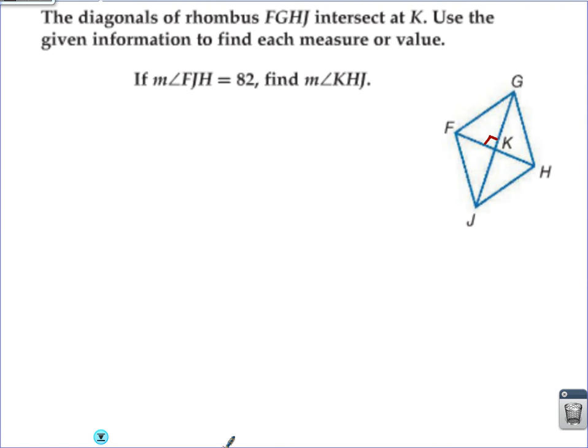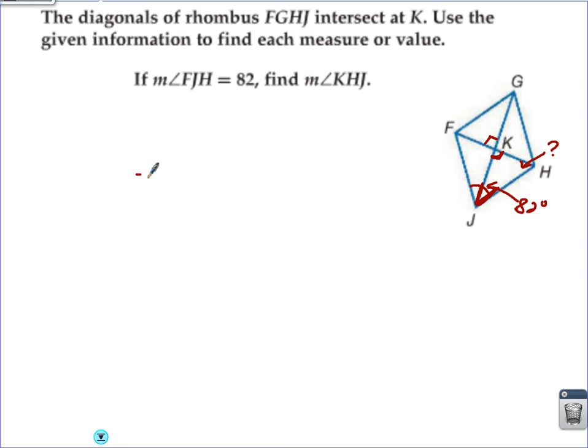It says that the measure of FJH, that's this whole thing, is 82 degrees. Find KHJ. KHJ, which is this angle over here. All right, now this one's 90. We good with that? Can anybody tell me what this part of the angle is going to equal?